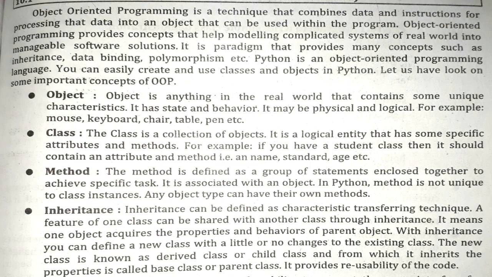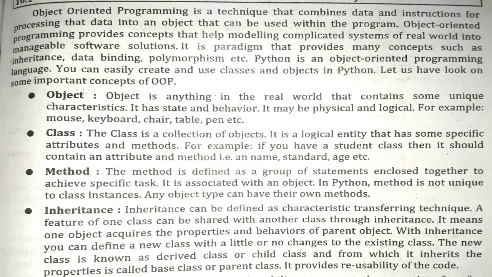The next thing we have is inheritance. We all know that inheritance is nothing but one class sharing with another class. That is, one class or object acquires the properties and behavior of the parent object, and that particular class can also have its own properties and behavior. The main use of inheritance is that it allows us reusability of code.